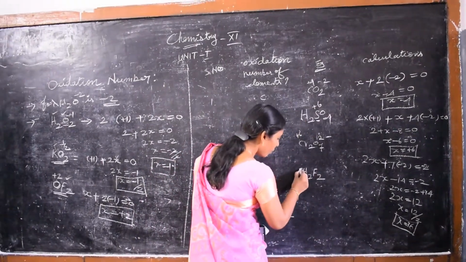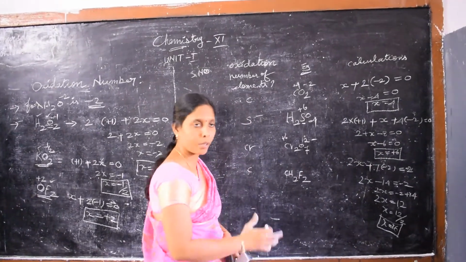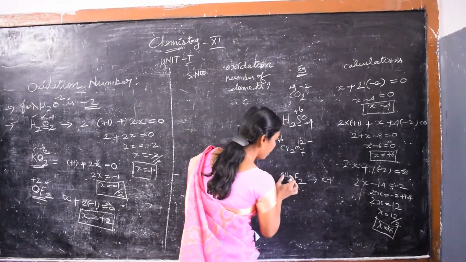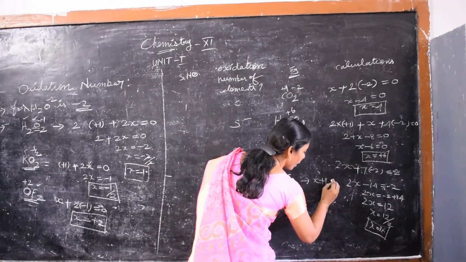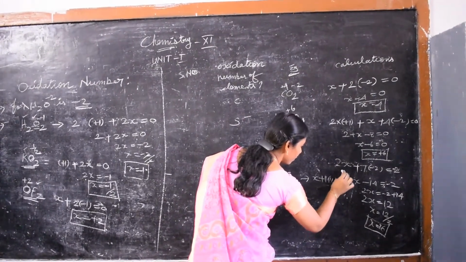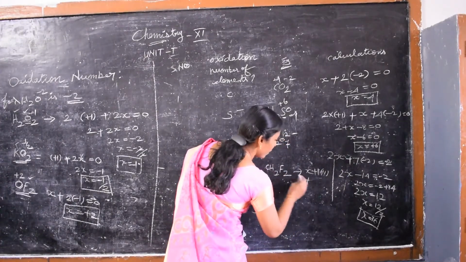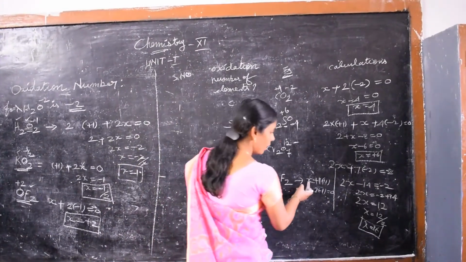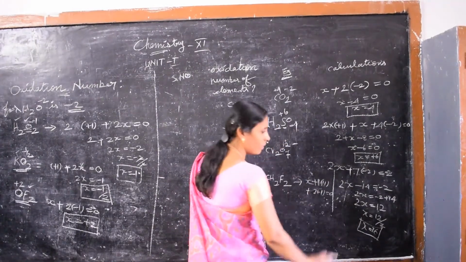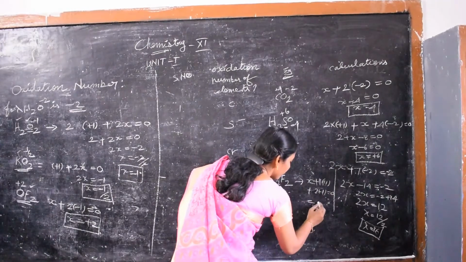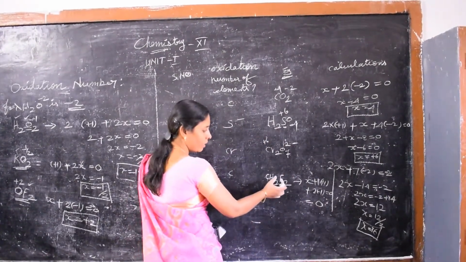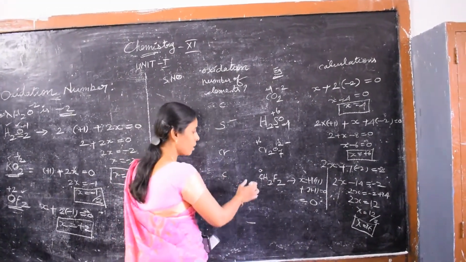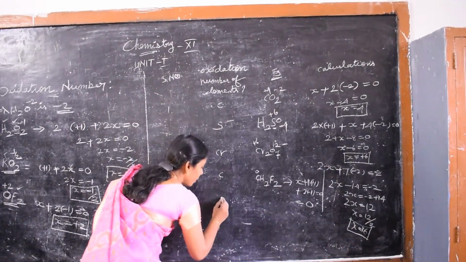Carbon first. We can find carbon since we know H2 and F2. So in CH2F2, let carbon be X, plus H2, 2 times plus 1, plus 2F, 2 times minus 1, equals 0. So X plus 2 minus 2 equals 0, so X equals 0. So the oxidation state of carbon in CH2F2 is 0. Okay, and then next one, sulfur.